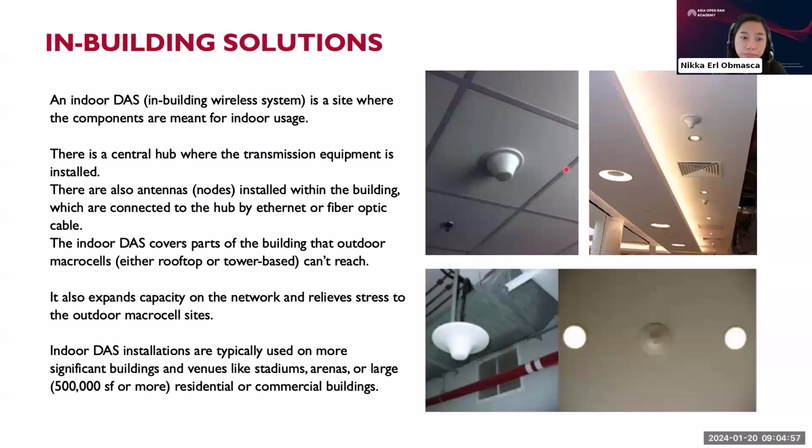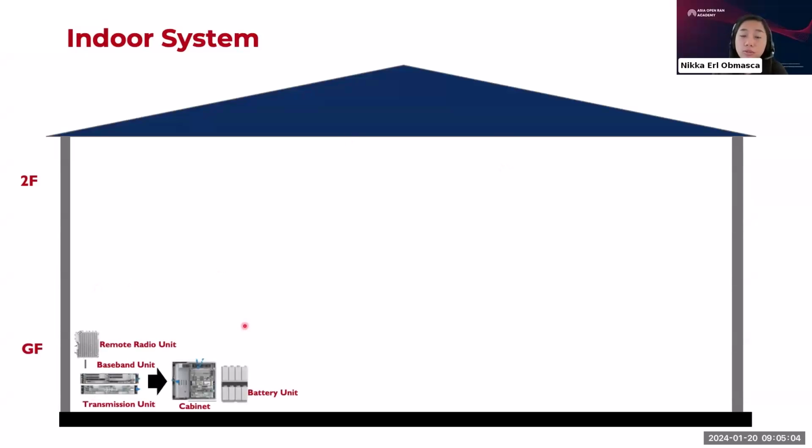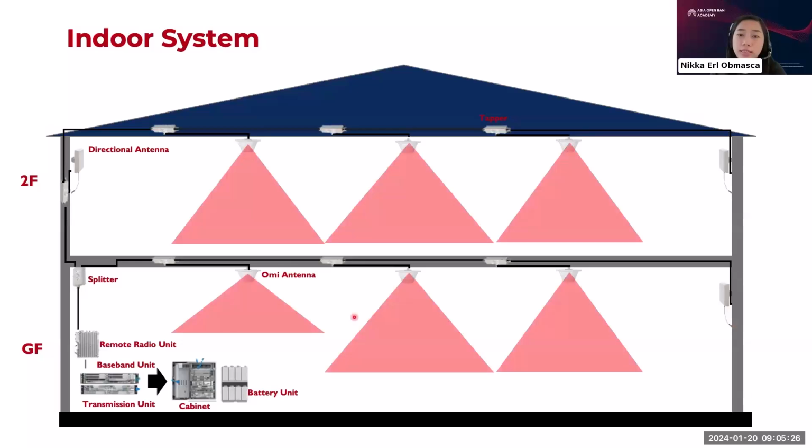So in concept, if you have a two-floor building, there's a radio unit wherein all of the equipment is there. It is connected via cables, and there are a lot of splitters used in order to connect the different antennas. You have two kinds of antennas that were used, omni and panel antennas. So that's basically it. It gives signals inside the building.